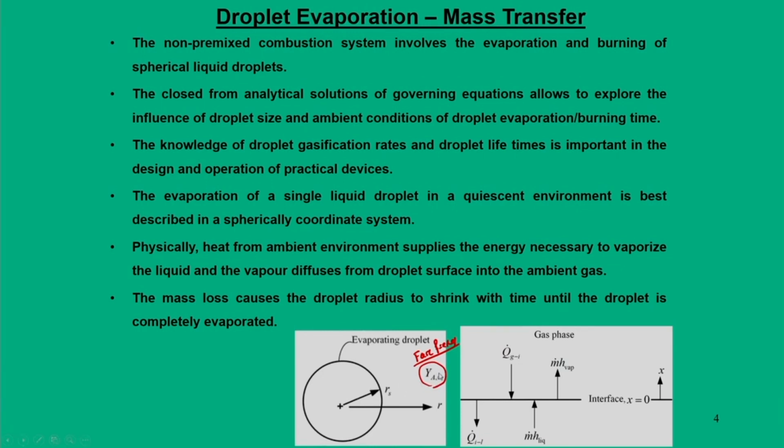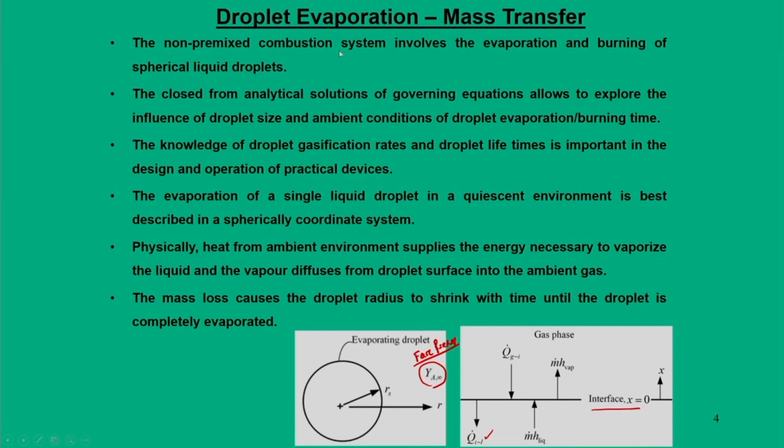So there is a concentration difference between the sphere and the far field. At the boundary or interface, where we start with x equal to 0, within the droplet it is in the liquid phase, and within the gas outside the sphere it is in the vapor phase. For the droplet to evaporate there must be some exchange of heat, and due to this exchange of heat the fuel droplet diffuses into the ambience. This is the concept of droplet diffusion into the ambience. To summarize this droplet evaporation concept by mass transfer, I have highlighted some of the important points.